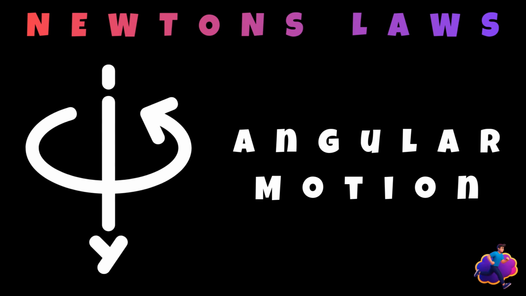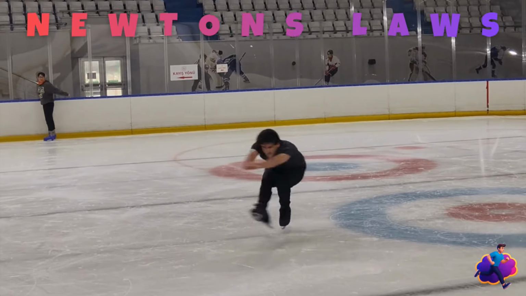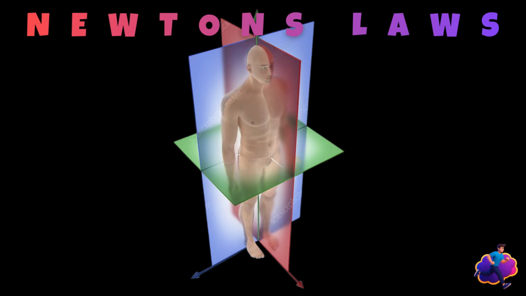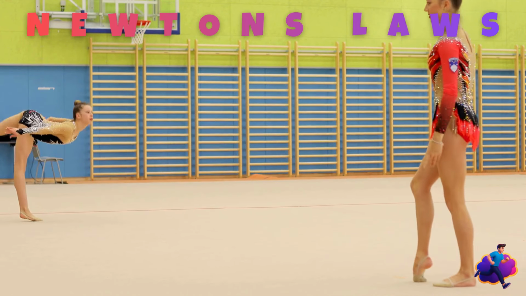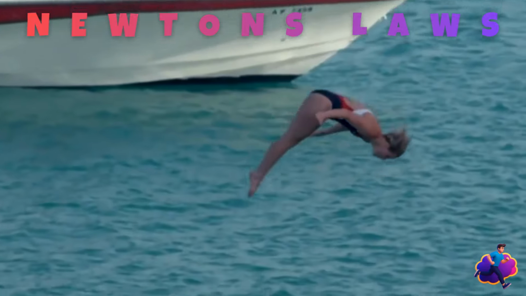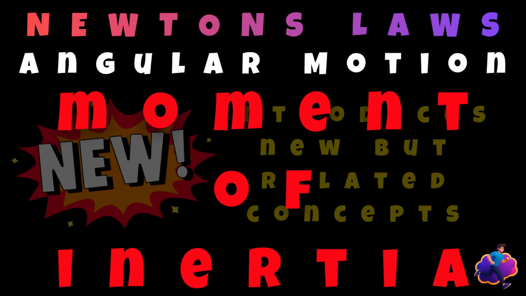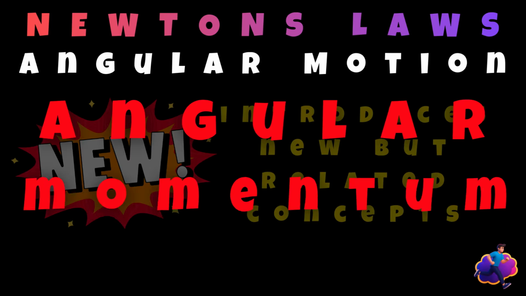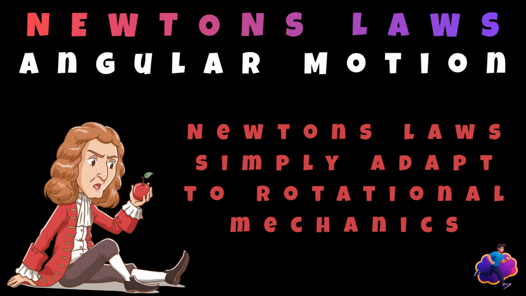Now let's move to angular motion, which occurs when an object or body rotates around an axis. This axis might be internal, like a gymnast rotating around their own centre of mass, or external, like a diver spinning around the edge of the diving board. Angular motion introduces new but related concepts: torque, moment of inertia, angular velocity, and angular momentum. But Newton's laws still apply. They simply adapt to rotational mechanics.